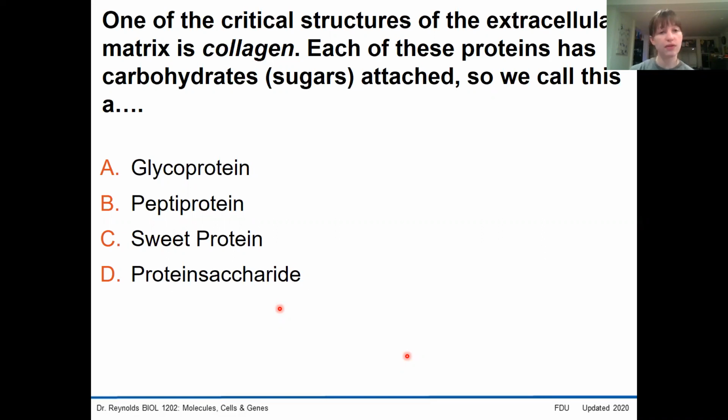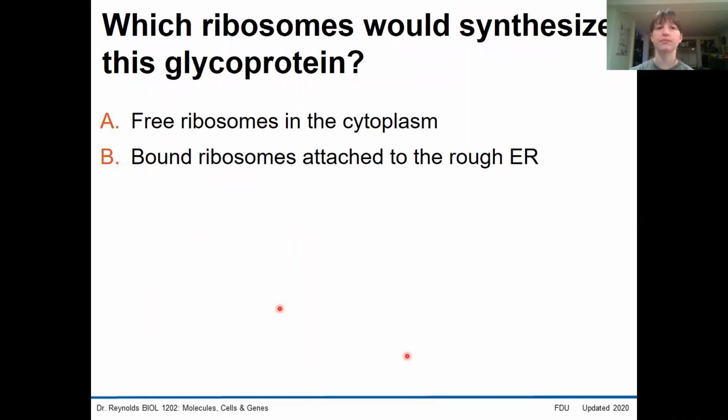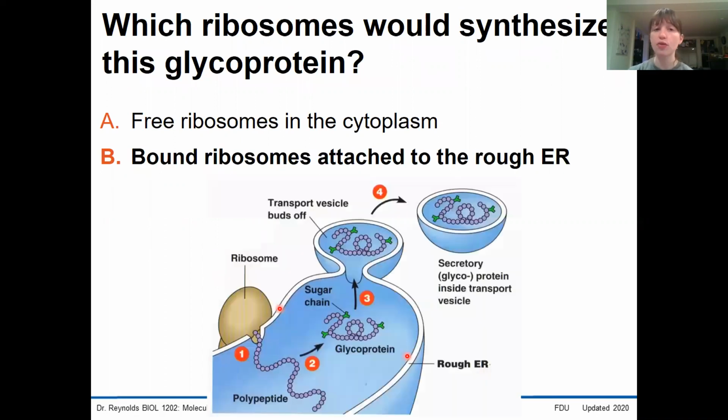So how would we refer to this sugar protein complex? Pause if you need more time. Good, this is a glycoprotein, named for the glycosidic linkage, which connects these saccharides, and the protein, which is the core structure of this glycoprotein. Which ribosomes would synthesize this glycoprotein? Yes, these are bound ribosomes. So this is going to be ribosomes attached to the rough ER.